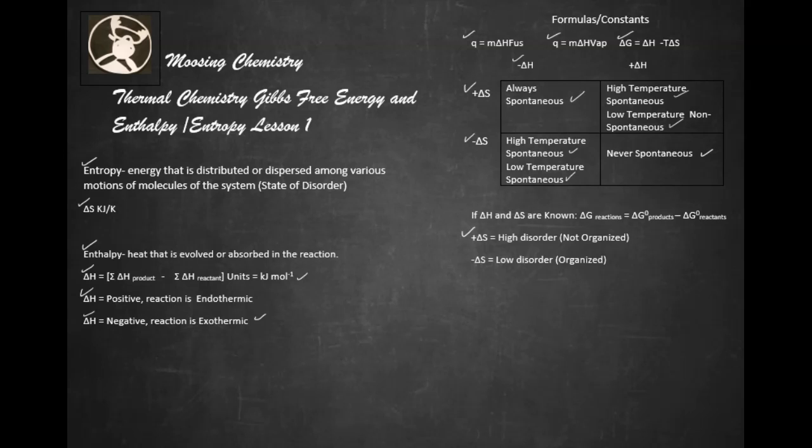Delta S negative is low disorder and it's organized. If delta H and delta S are known, then delta G of reaction equals delta G of products minus delta G of reactants, which is the other Gibbs formula.